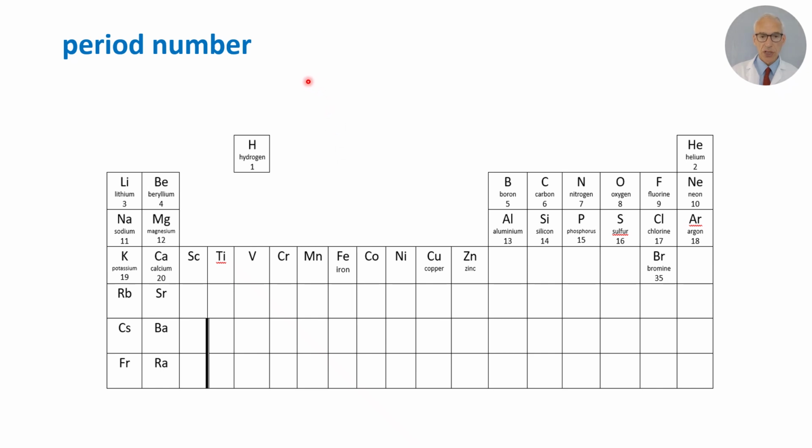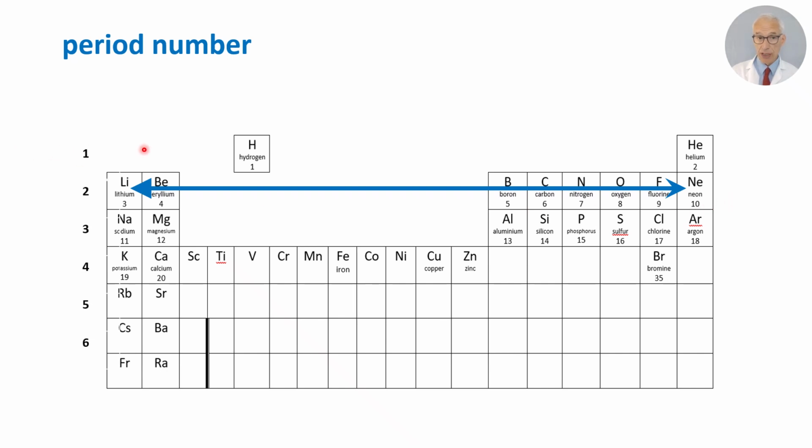The second feature is the period number. So the periods are the horizontal rows of elements. The first period is hydrogen, helium, second lithium through to neon, third sodium through to argon, etc.